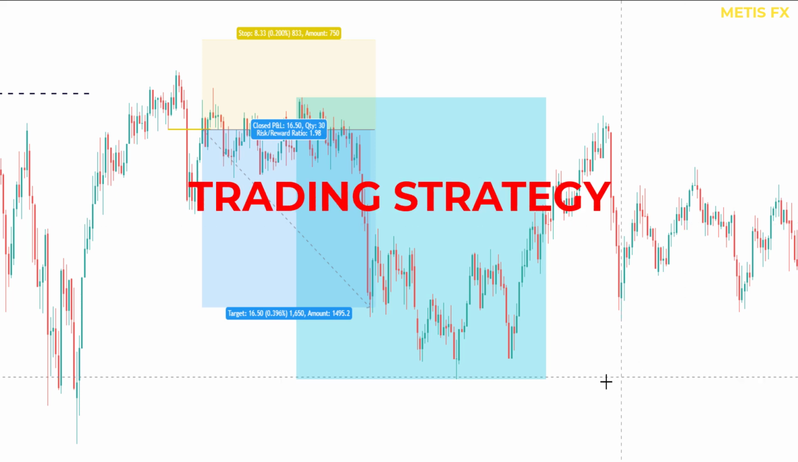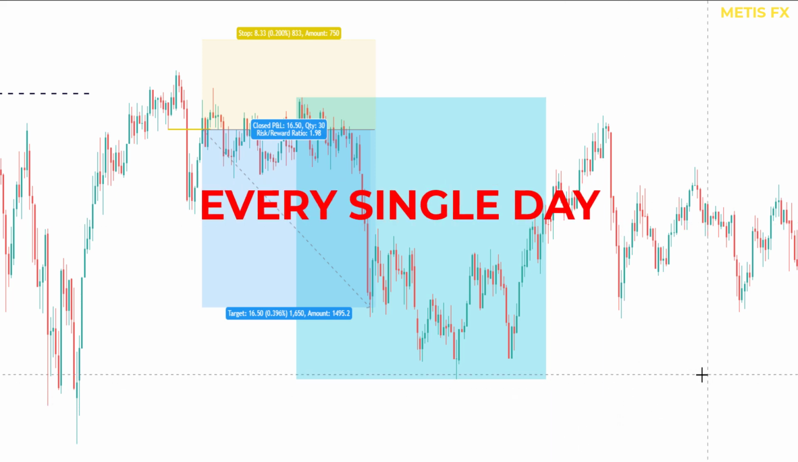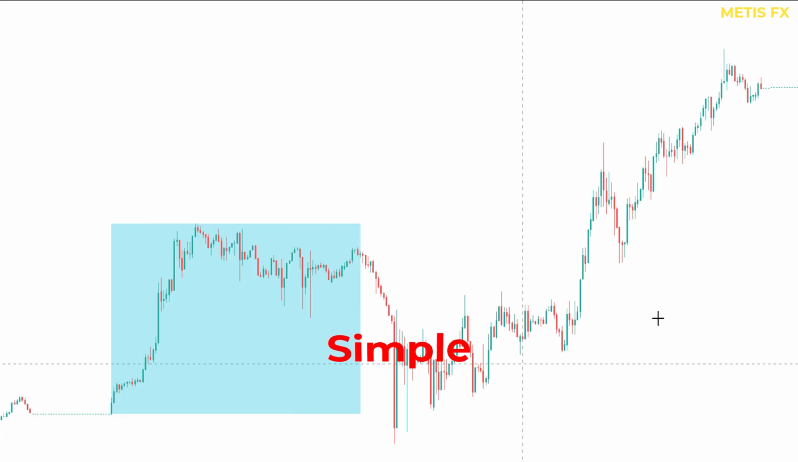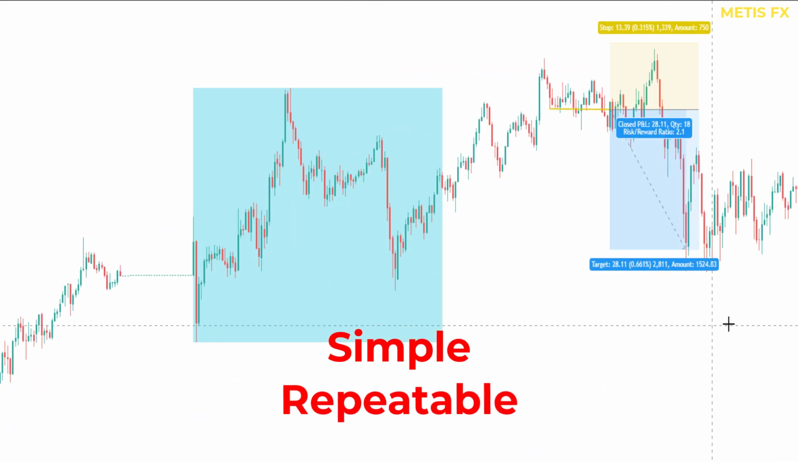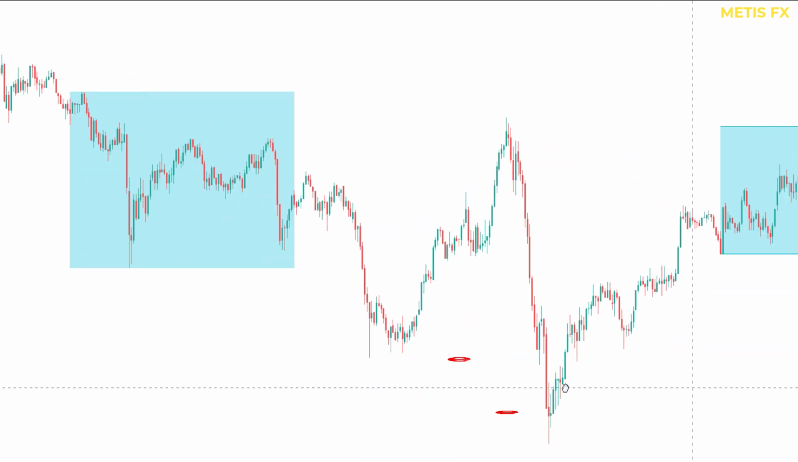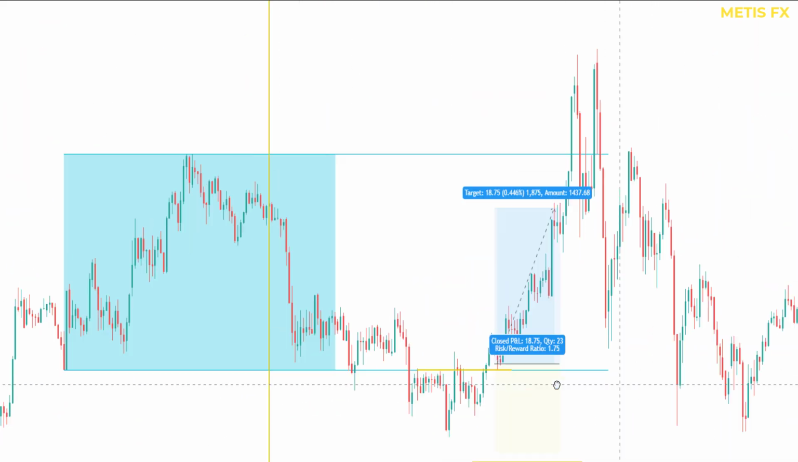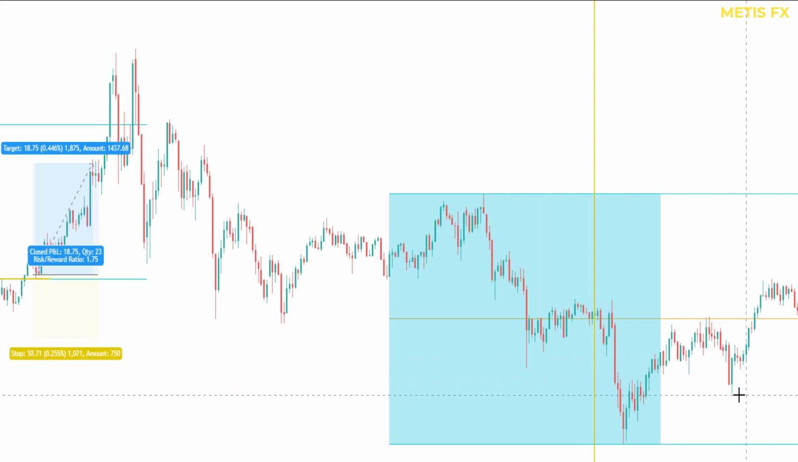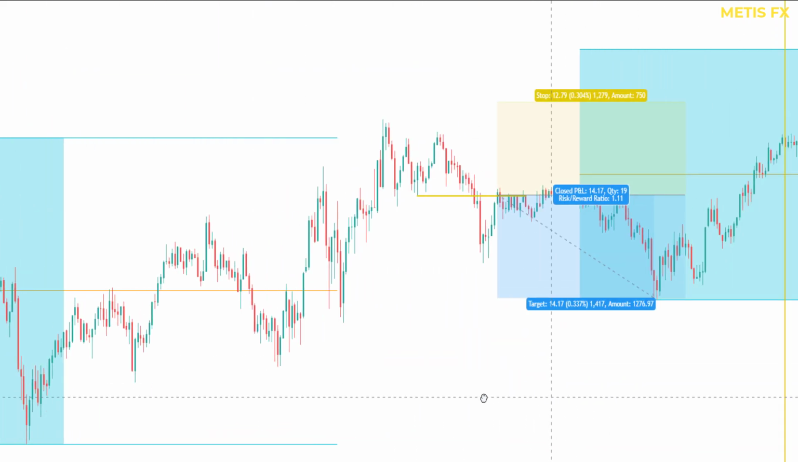There's one trading strategy that I use every single day. It's stupid simple, highly repeatable, and it's the reason I'm able to stay consistently profitable in the market. What I'm about to show you isn't complicated. It doesn't rely on indicators, and honestly, even a beginner can't mess this up.